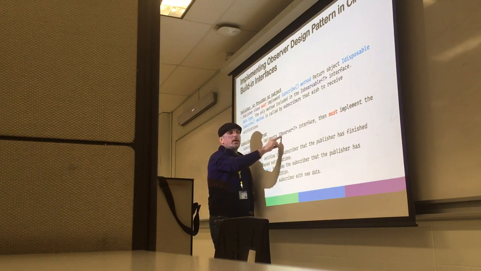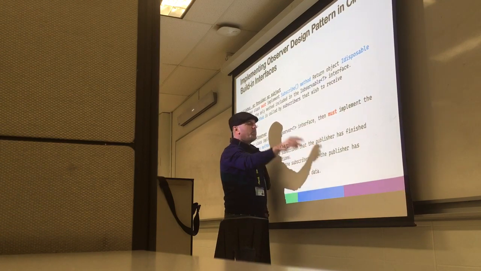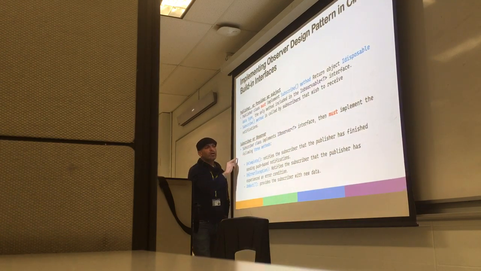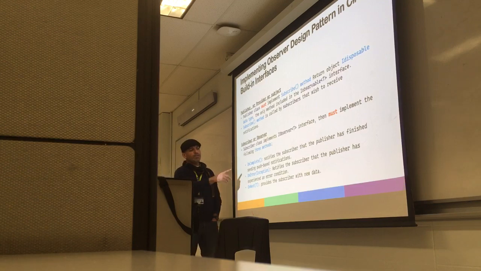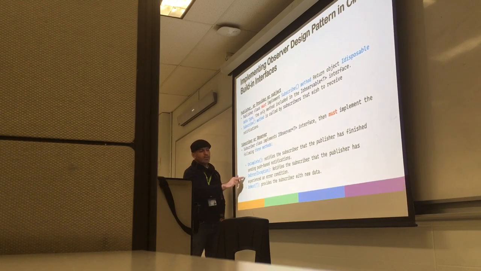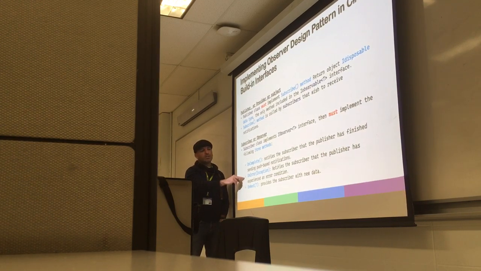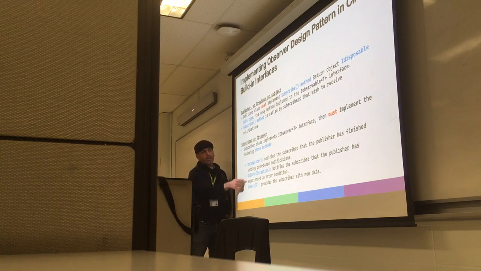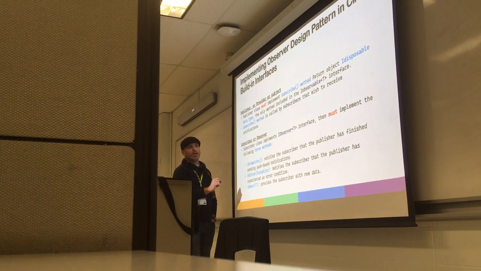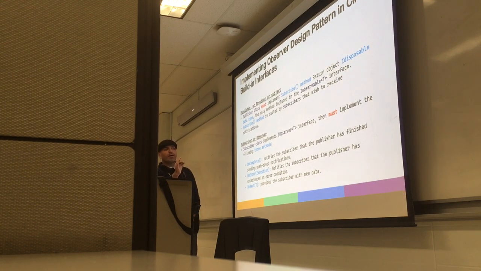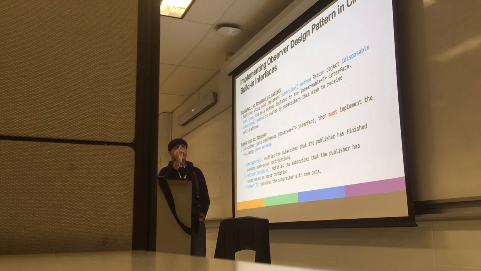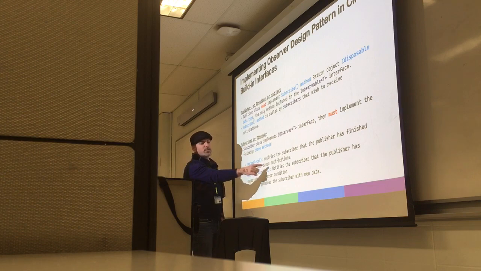So the IObserver interface: we must implement all the methods inside it. We have three methods. This one is not important, it's just for error handling. The most important are this one and this one. What is the functionality of OnCompleted? It notifies the subscriber that the publisher has finished sending push-based notifications.